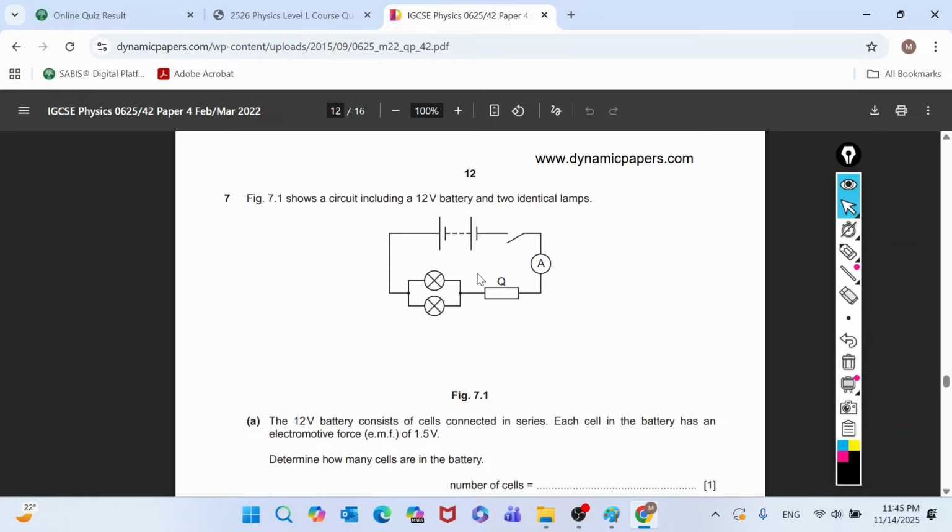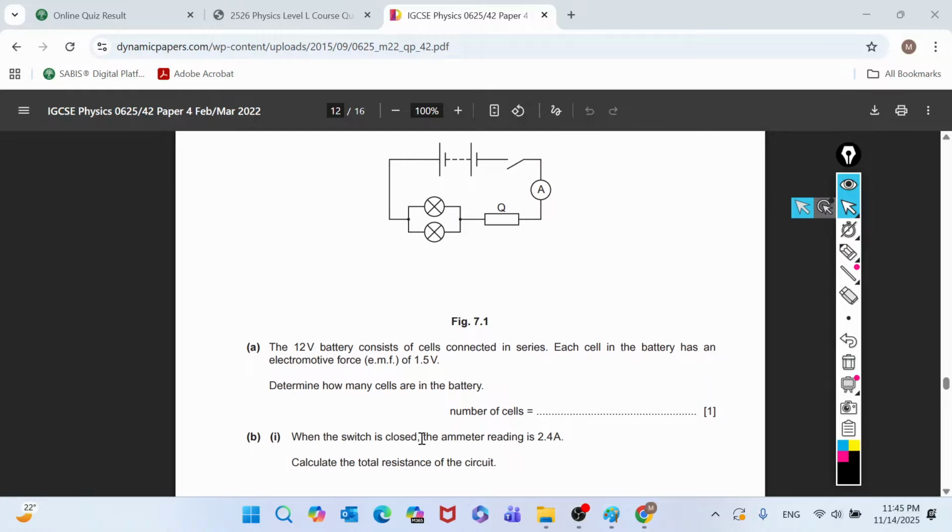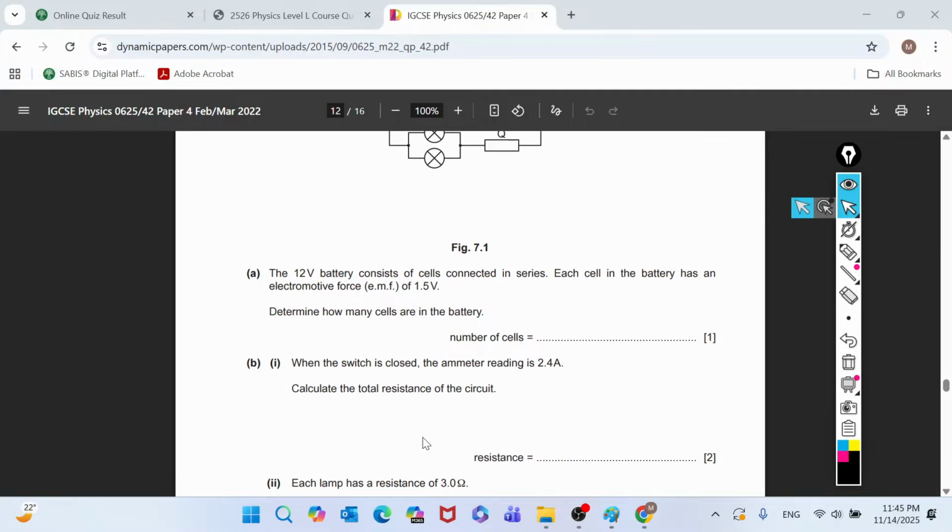Okay, guys, figure 7.1 shows a circuit including a 12-volt battery and two identical lamps. The 12-volt battery consists of cells connected in series. Each cell in the battery has an electromotive force of 1.5. Guys, this one's really easy. Total is 12, each one is 1.5. 12 over 1.5, you get 8. That's your number of cells.